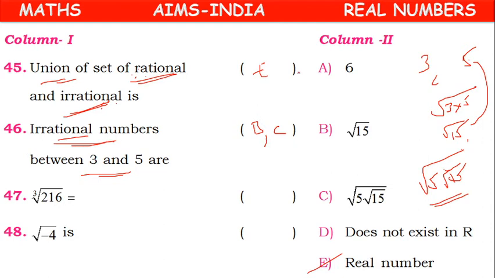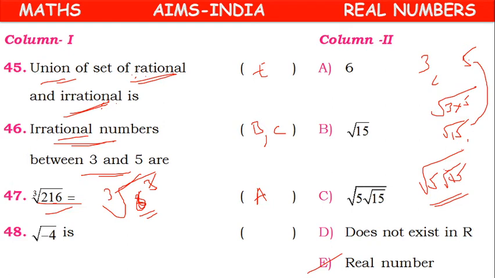Next, like that they may have multi-correct answers. Cube root of 216. We can write it as 6 cube. So the cube root cancels. What will be remaining? 6. So option A is the right answer.